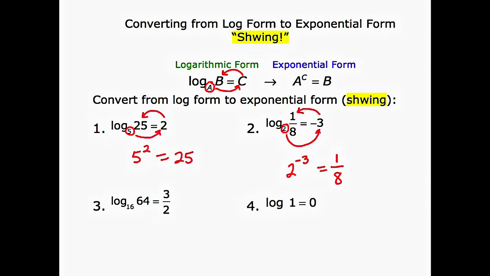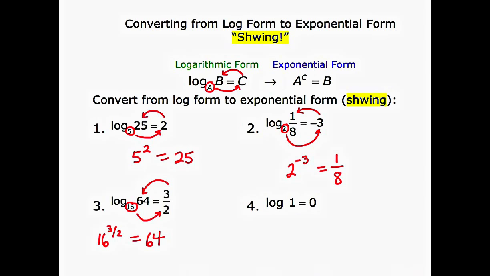Moving to example 3, we have log of 64 base 16 is equal to 3/2. Doing a swing now for the third time, we start with this little base of 16, we swing up to the right to 3/2, and we follow through and land at the 64. And then we can write 16 to the 3/2 power is equal to 64.